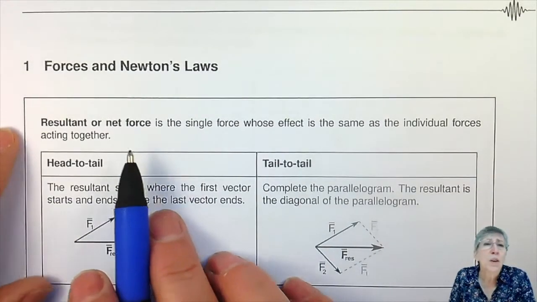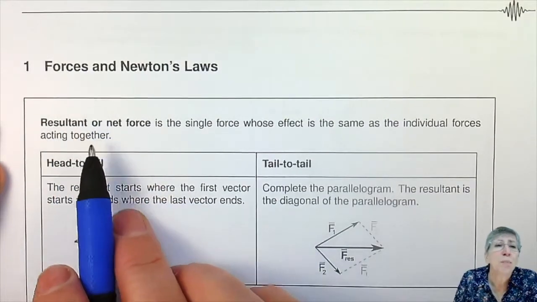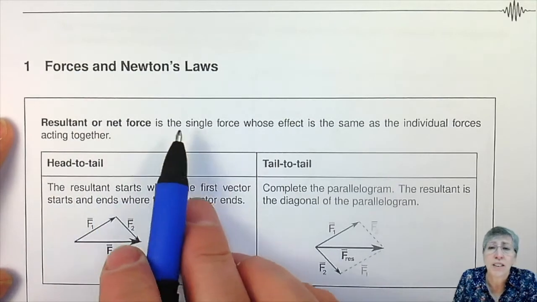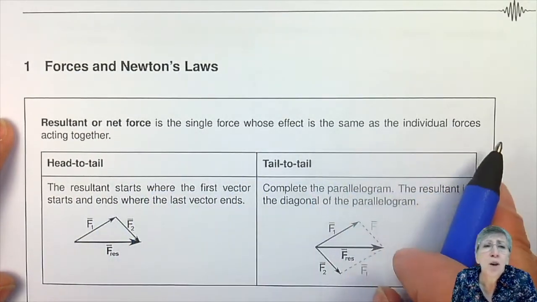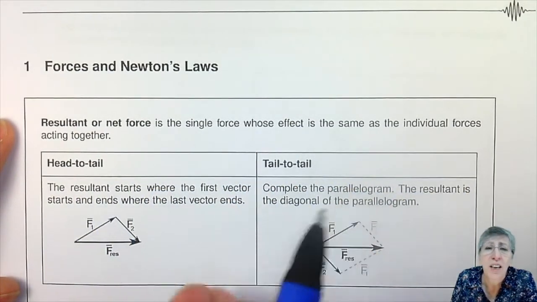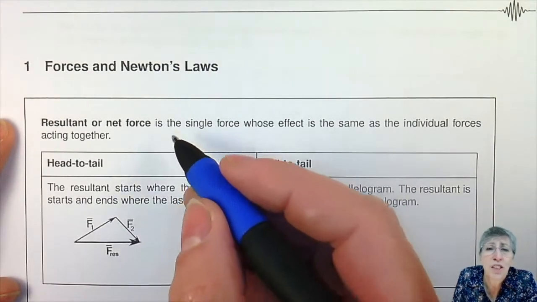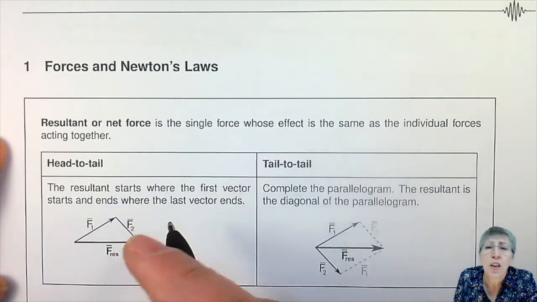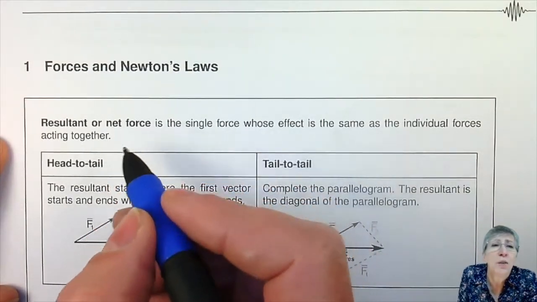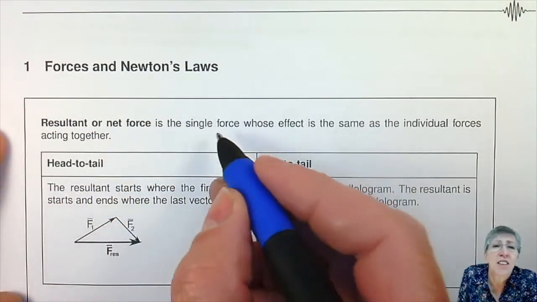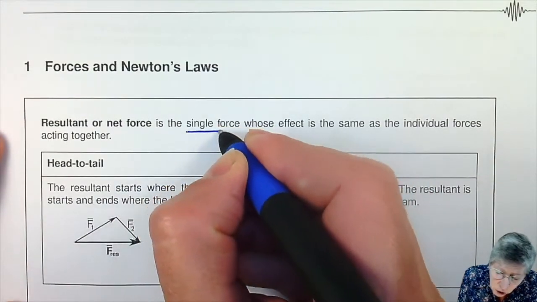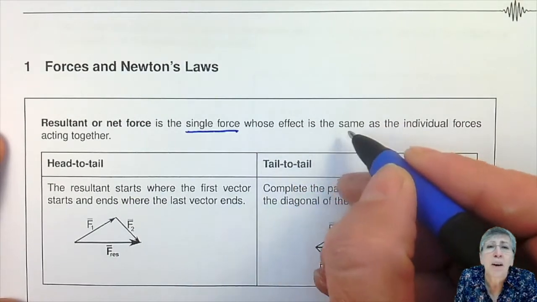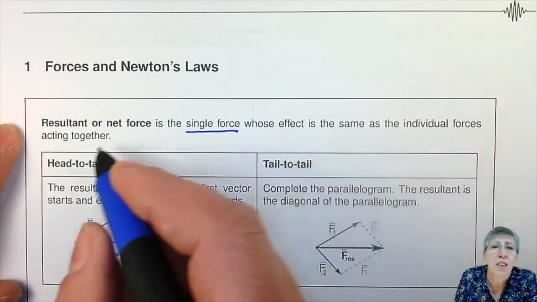Right. Now, when you're working with forces, there's two very important things. And the first thing is to be able to get the resultant of a number of forces. If you've got a number of forces working on an object and you want to know where that object is going to move and how it's going to move, then it's very difficult to work with a lot of different ones. So what we're going to do is we're going to get the resultant. That is the single force whose effect is exactly the same as all those individual forces acting together.